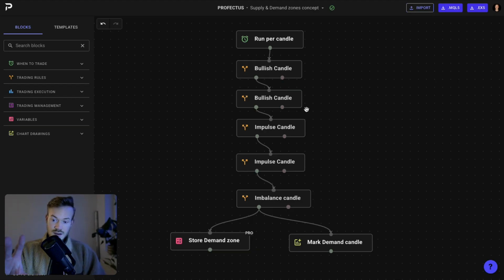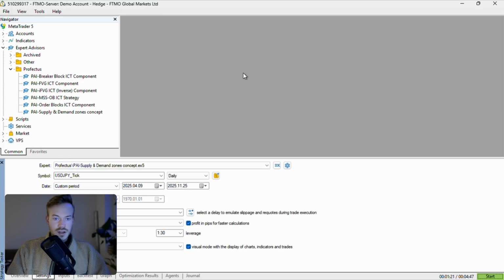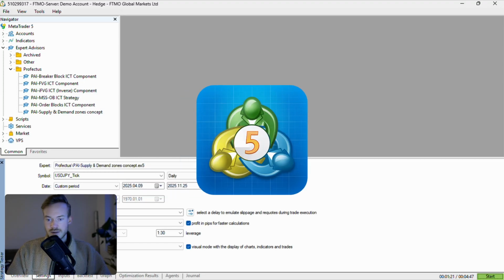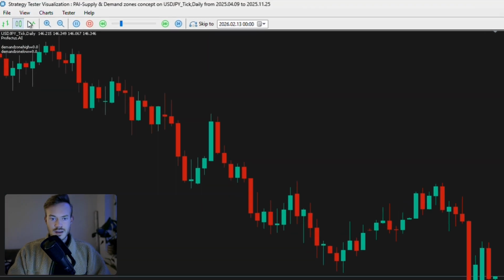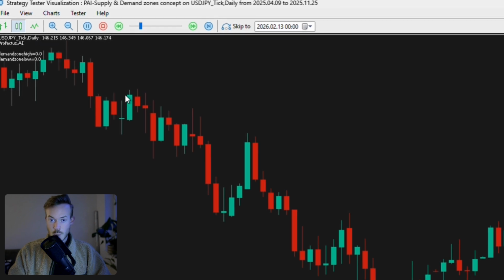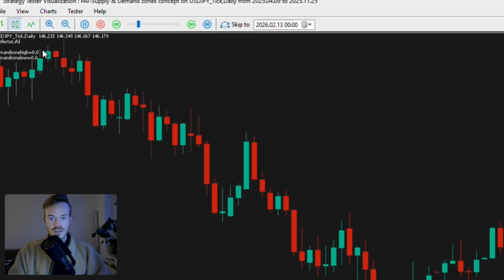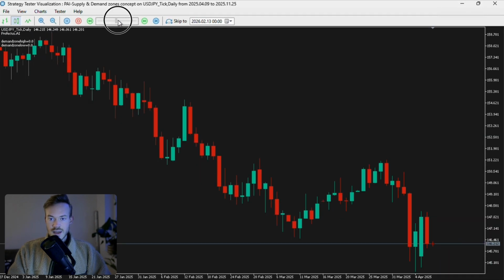This one you see here on your screen is for demand zones, which is a pretty solid start. Let me quickly show you how it looks in MetaTrader 5, the execution platform where your trading bot will eventually trade the actual markets out there, with real-life money. We are looking here at the daily chart, so one candle is a full day, 24 hours, on US dollar Japanese yen, a currency pair.